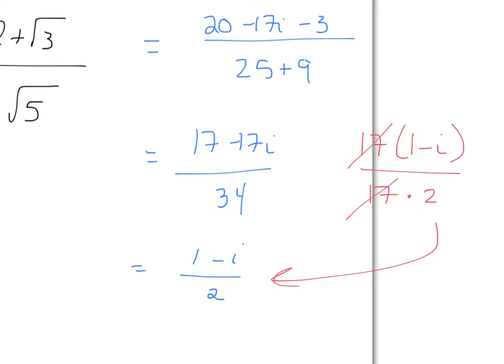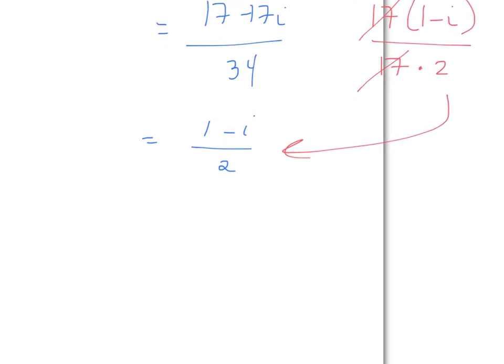Is this in standard form? What do I have to write it as? Remember, a plus bi form. So how might I write this if it was in a plus bi form? 3 minus 2i. It's not 2 minus 2i. That would be multiplying both of the numerators by 2, wouldn't it? But it says divide by 2.